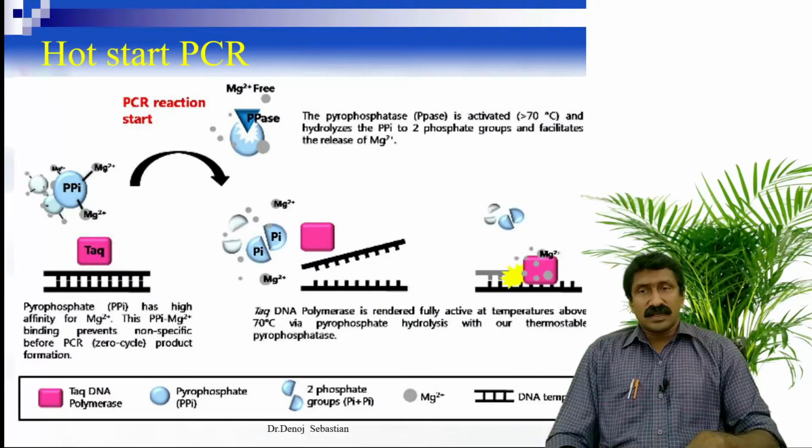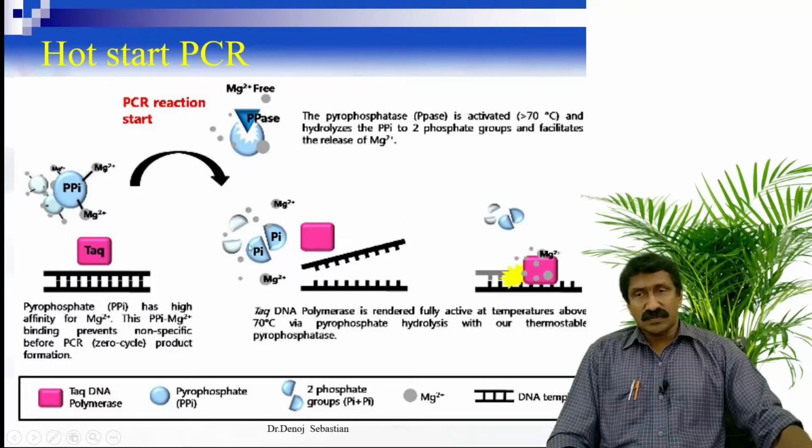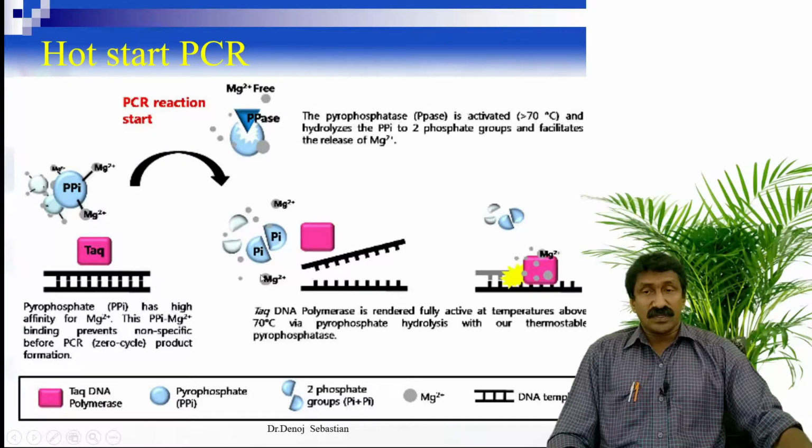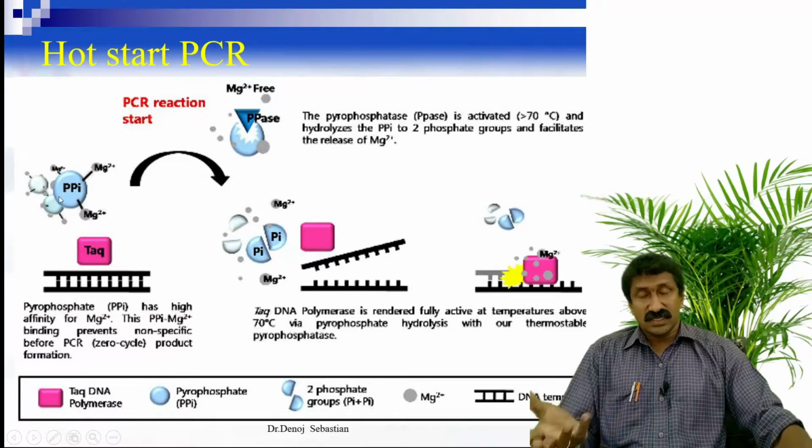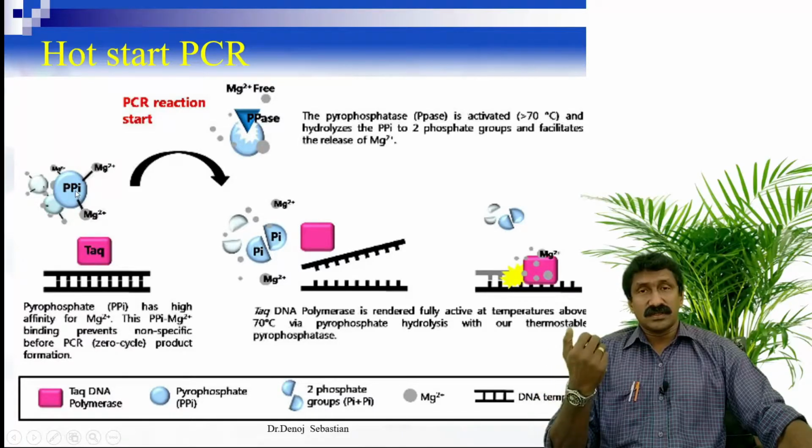So this is an illustration of hot start PCR, in which the template DNA is represented here. The Taq polymerase normally is not able to bind and start the PCR amplification. And as you know, magnesium ions are required for Taq polymerase binding and amplification. But in a hot start PCR system, the magnesium ions are bound with pyrophosphate.